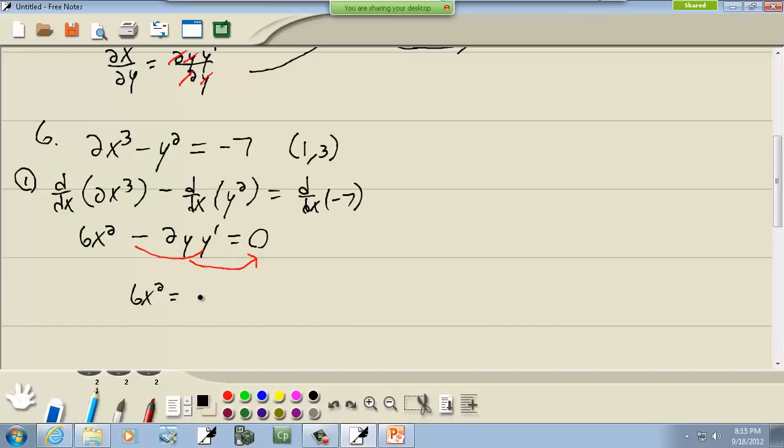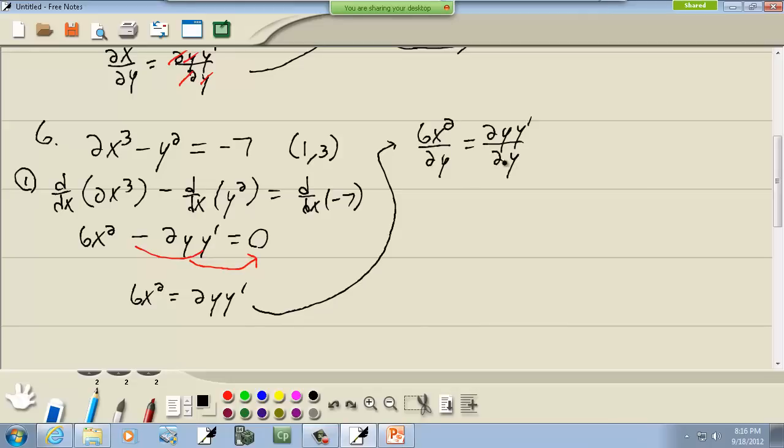I get 6x squared is equal to 2y y prime. Divide both sides by what's in front of our y prime, which is 2y. The 2's cancel, these y's cancel, and 6 and 2 are both divisible by 2. 6 divided by 2 is 3. So y prime is equal to 3x squared over y.